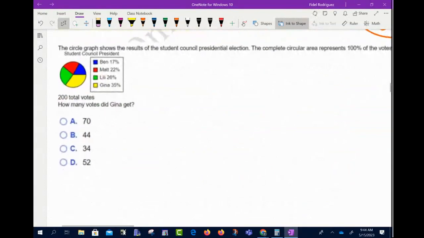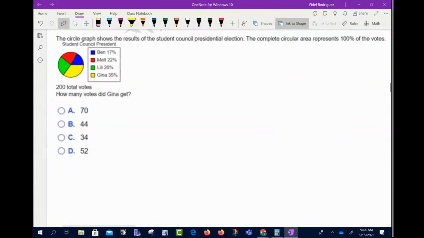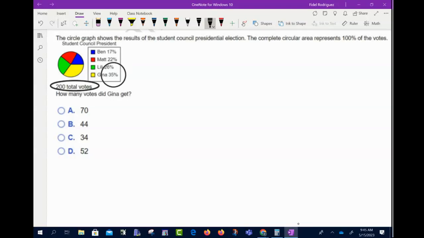Okay, let's take a look here, y'all. Okay, it says the circle graph shows the results of the student council presidential election. The complete circular area represents 100% of the votes. Okay, so there were a total of 200 votes cast. Okay, we want to know how many votes did Gina get? Okay, so look, y'all, Gina got what percent of the votes? 35, right? So she got 35%. So remember, we're going to find 35% of the total, which was 200, right?